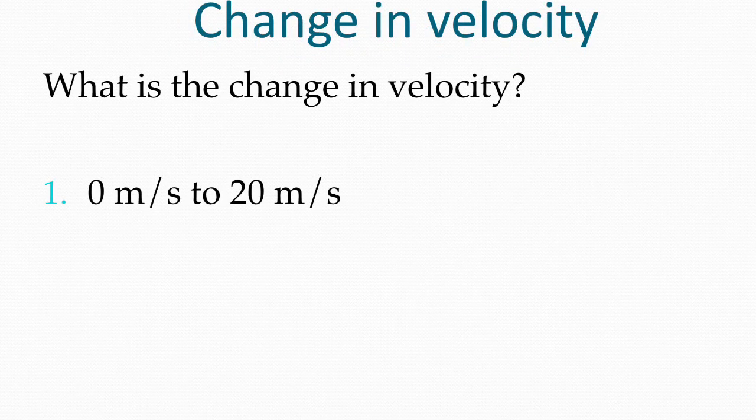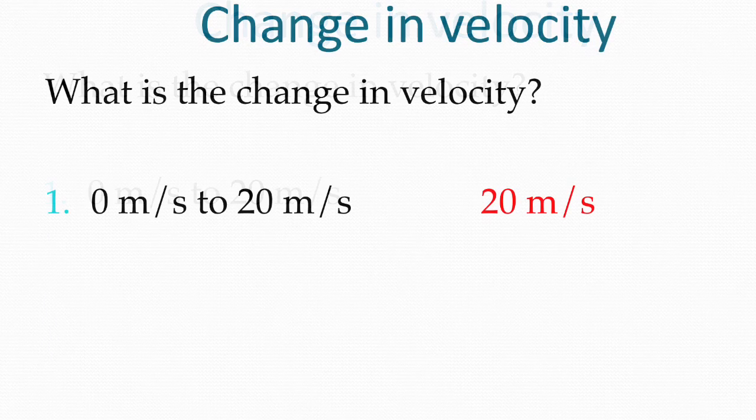I'd like you to calculate the change in velocity for each of these situations. We'll start with a car that's standing still and it accelerates to 20 meters per second. Write the change in velocity in your books. The change in velocity would be 20 meters per second.